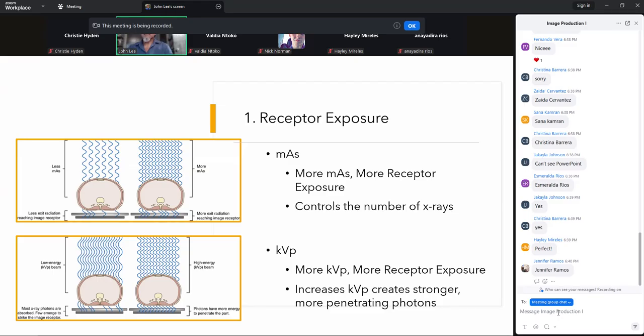kVp does influence receptor exposure by influencing and changing the average energies that we emit during the exposure. The higher our kV, the more transmitted radiation we're going to have during that exposure. The more X-rays that are transmitted through the patient and the part, the more receptor exposure we're going to have.